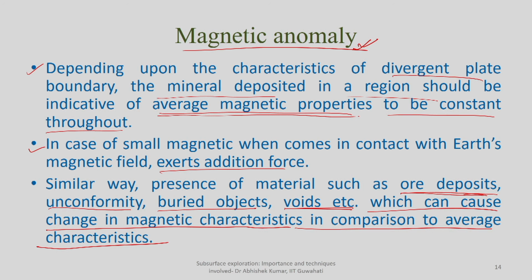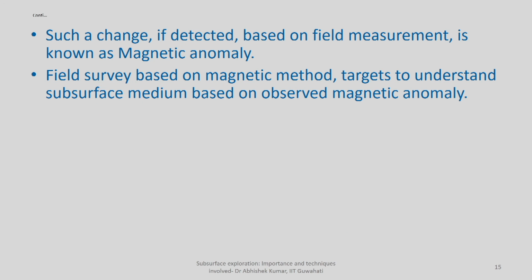So, it is actually causing some kind of anomaly to your magnetic properties. Such a change, if it can be detected based on field measurement, is known as magnetic anomaly. So, field surveys based on the magnetic method target to understand subsurface medium characteristics based on the observed magnetic anomaly.